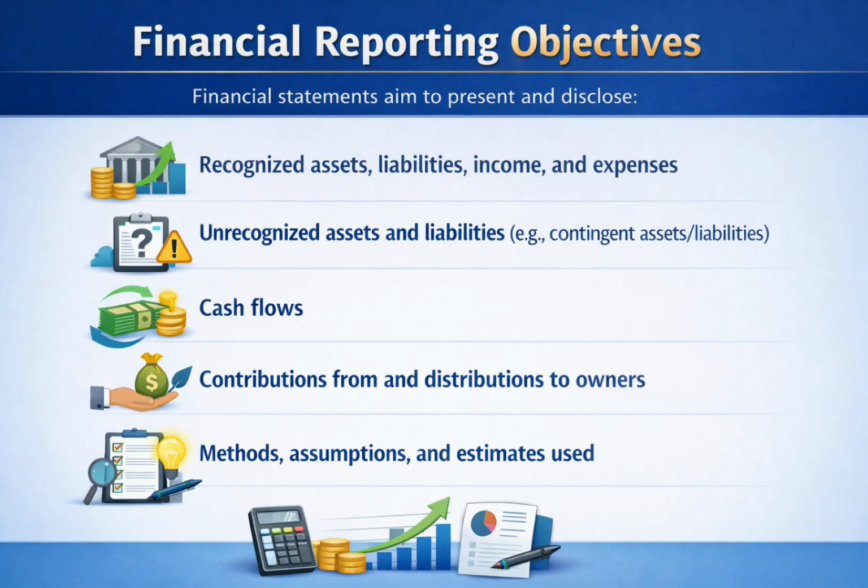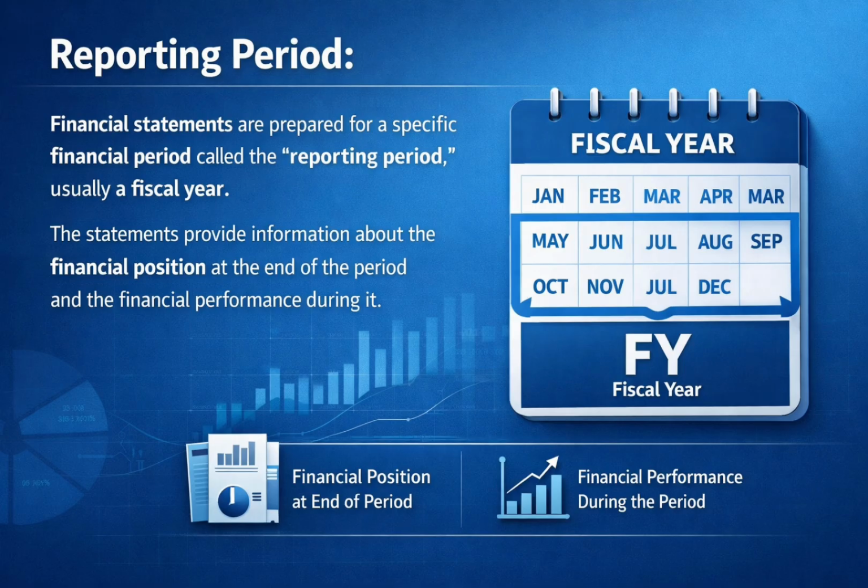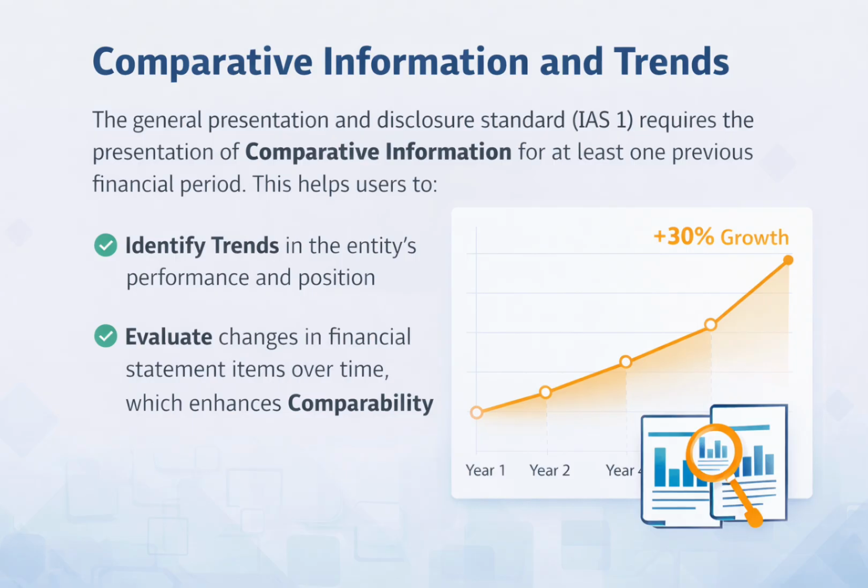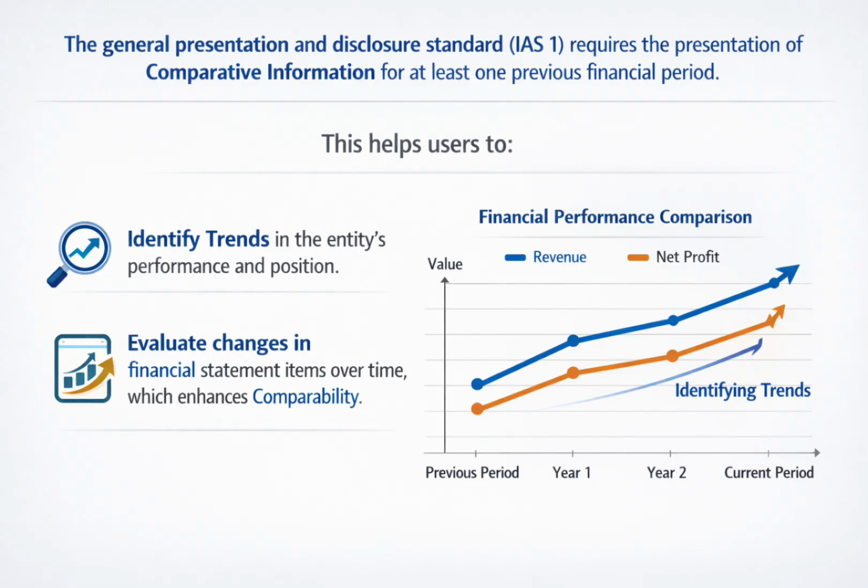Reporting period. Financial statements are prepared for a specific financial period called the reporting period, usually a fiscal year. The statements provide information about the financial position at the end of the period and the financial performance during it. The General Presentation and Disclosure Standard, IAS 1, requires the presentation of comparative information for at least one previous financial period. This helps users to identify trends in the entity's performance and position, evaluate changes in financial statement items over time, which enhances comparability.